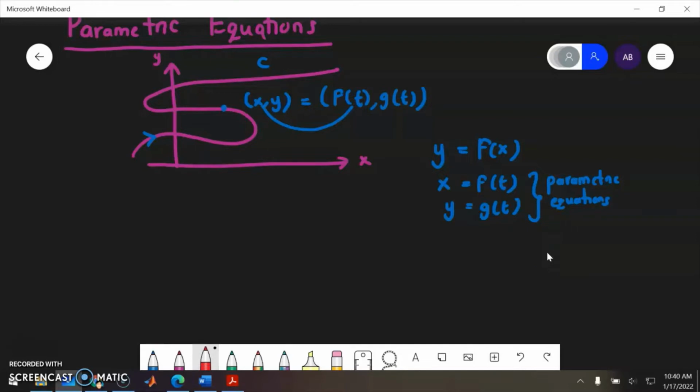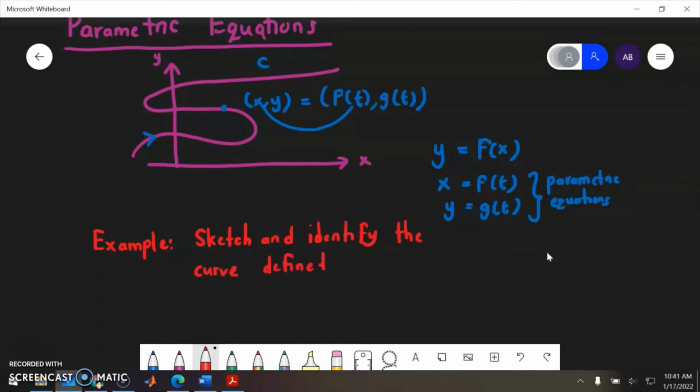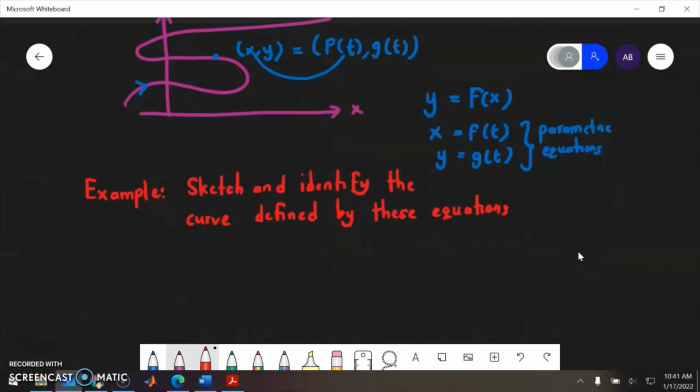So a simple example I can give you is something like this. The question says: sketch and identify the curve defined by these equations. So what are the equations? We have x equals t squared minus 2t, and y equals t plus 1.